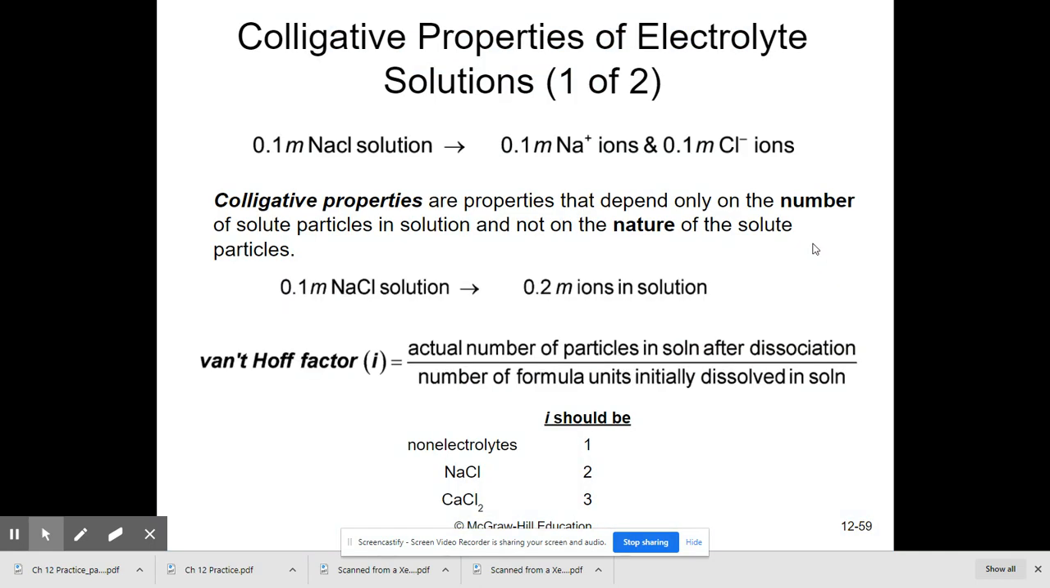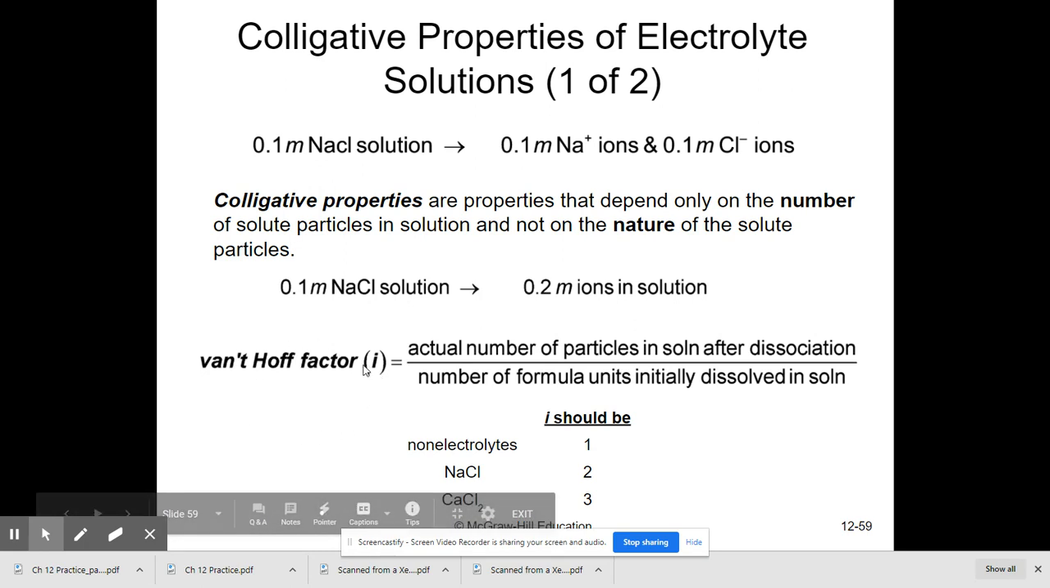There are some colligative properties of electrolyte solutions. Electrolyte solutions means that we have ions present. Colligative properties depend on the amount of the solute particles in solution, but not necessarily what they are. We just care about the number of solute particles. The van 't Hoff factor, which is i, is the number of particles in the solution after they separate, divided by the number of formula units initially in the solution. So when we look at NaCl, NaCl separates into 2 ions, and that's in 1 formula unit.